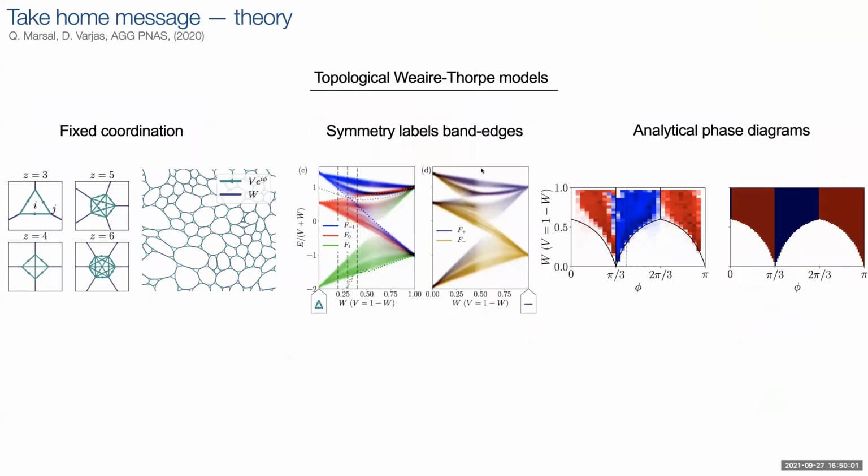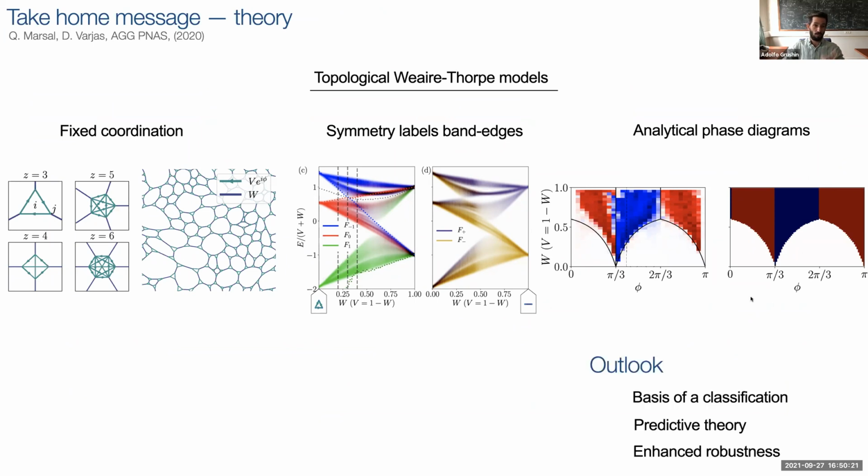Okay, so this is my take-home message from the theory. Basically, we constructed models of fixed coordination. I just showed you the coordination 3 models, but we can construct others with 4 or 5. And we symmetry label the bands to calculate phase diagrams. What we're doing now is trying to generalize it to 3D and do it in a more systematic way, incorporating average symmetries to have a predictive theory for real materials. But this is long term because it's quite a heavy project. Nonetheless, a very exciting avenue.